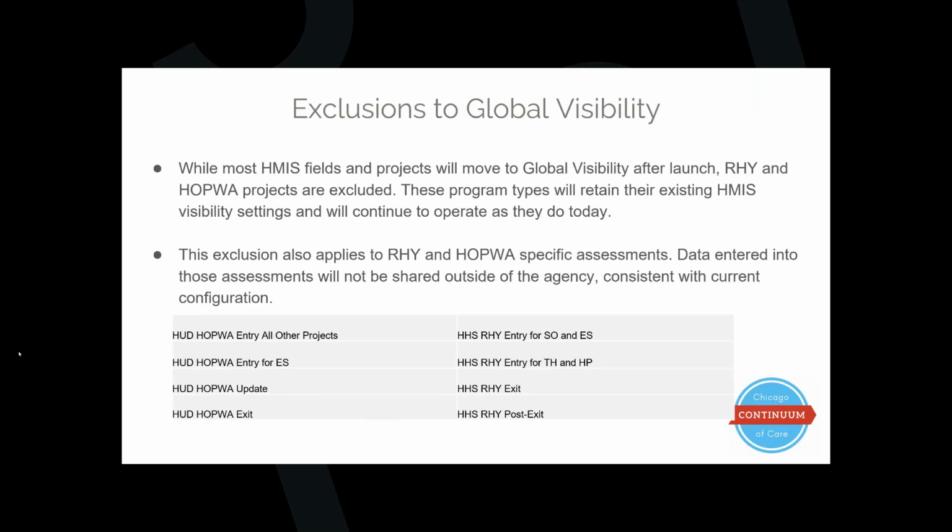One thing to note about this is that with this being excluded, this does not exclude them from seeing new information. So if you're a RI or Hopper project and clients' information gets entered into the system elsewhere, you'll still be able to see that information. It's just the opposite way around, is that the system won't be able to see your enrollments or your assessment answers, but you will be able to see answers from other agencies that are not RI or Hopper.